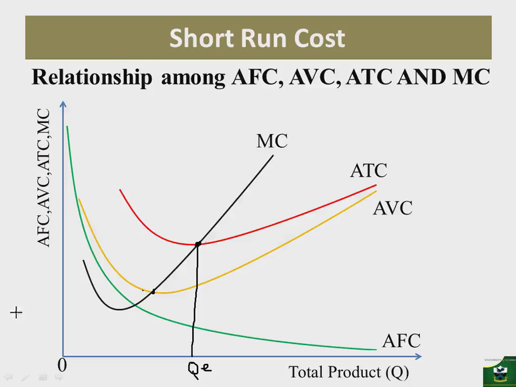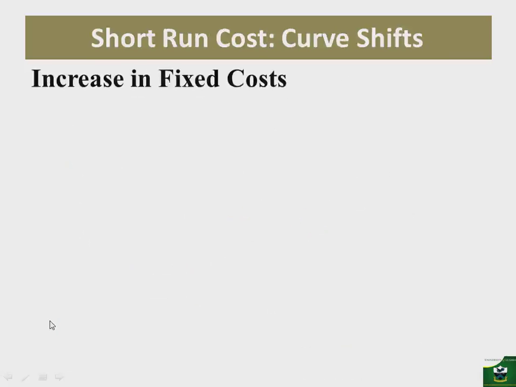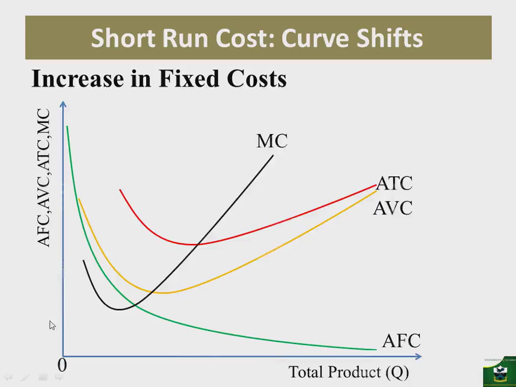Okay, so now let's turn our focus to look at the shifts in the curves. So let's begin with the increase in the fixed costs. Consider the initial graphs that we drew. So consider the cost functions, which are initial costs, where we have the average fixed cost, the average variable cost, the average total cost, and the marginal cost. This time around, we want to consider the changes or the increase in the fixed cost.